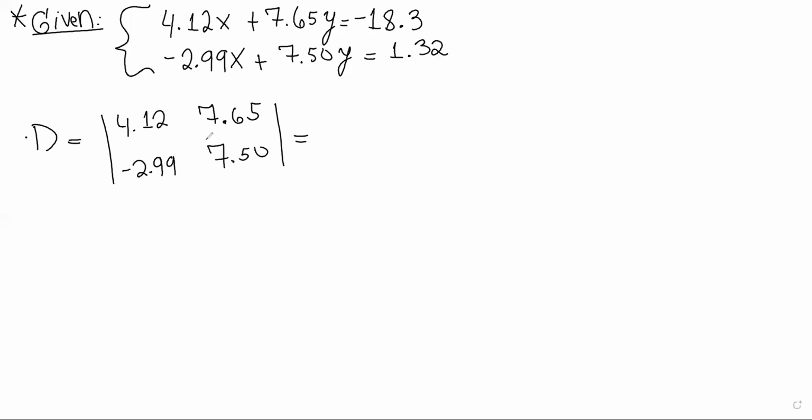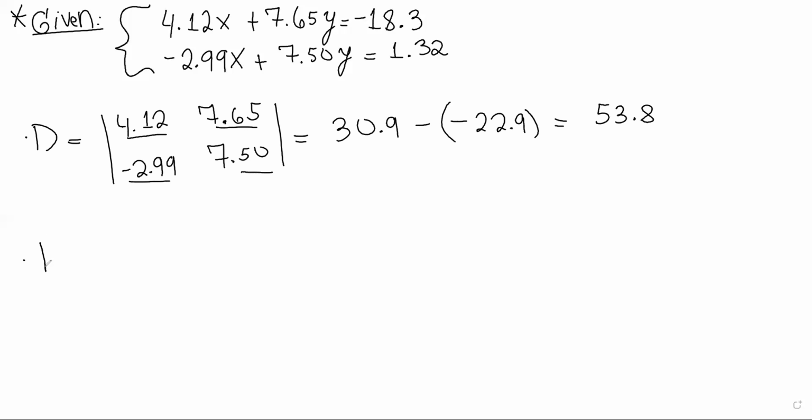Good. So to evaluate the determinant of a 2x2 matrix, I do A times D minus B times C, which gives negative 22.9. And this equals about 53.8. Good. Now I find dx.